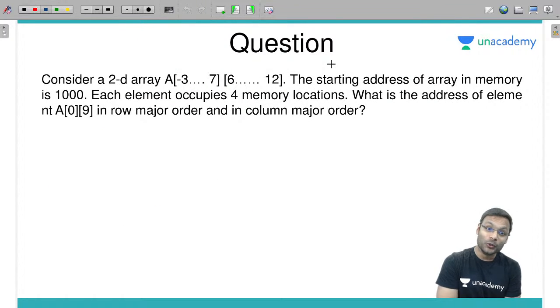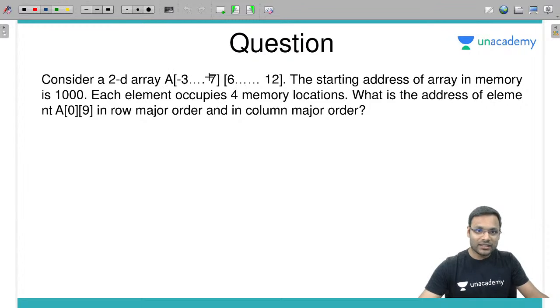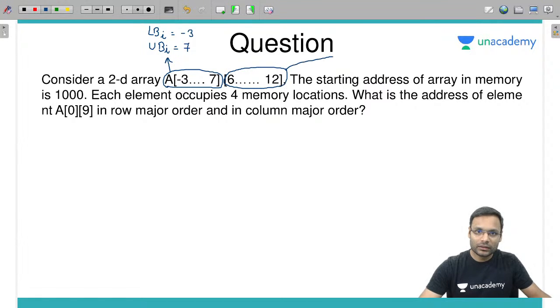This is of 2D array now. So 2D array says -3 to 7, 6 to 12. Fine. So let's try to understand for rows what are the lower bound and upper bound from here. So for rows, lower bound of I is equal to -3 and upper bound of row is equal to 7. For the columns, what is the lower bound and upper bound? बताओ भाई. The lower bound for column J is equal to 6 and upper bound for columns denoted by subscript J is 12. Can you calculate if you have an array of size m cross n?